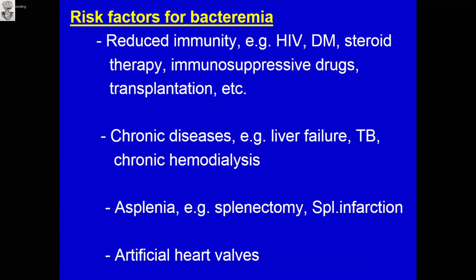A person without a spleen has a weakened immune system, and there is a chance for bacteria to enter the blood. For this reason, patients with asplenia, we put them on lifelong antibiotic prophylaxis to prevent bacteremia or other infection. Artificial heart valves: a person with an artificial heart valve implanted is more susceptible to infection in the blood, bacteremia. Okay, so these are the main risk factors: reduced immunity, chronic diseases, asplenia, artificial heart valves.